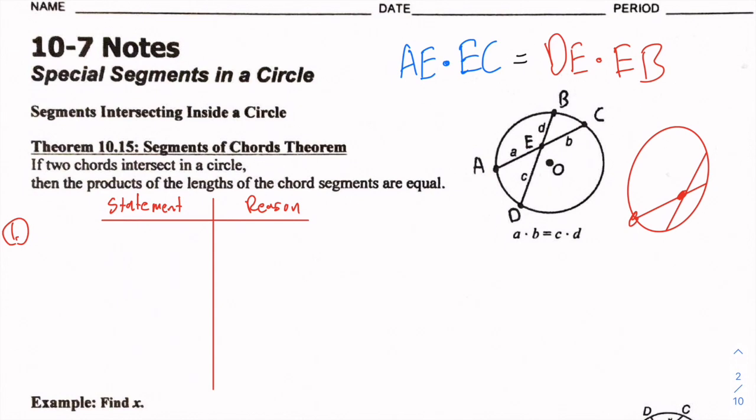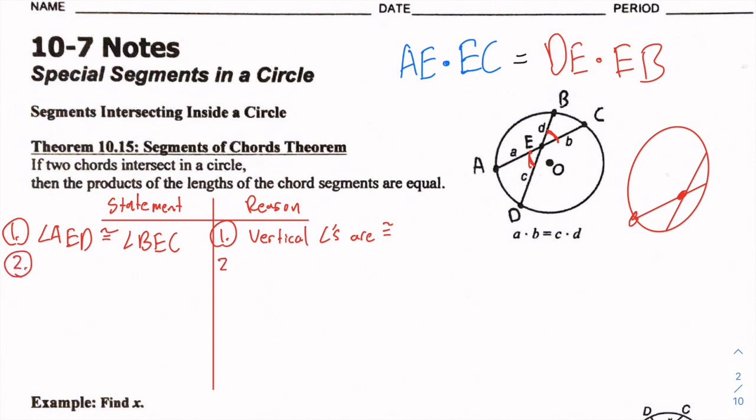Okay, throwback. Angle AED is congruent to angle BEC. Where is that? AED is right here. Boom, BEC. We call those vertical angles. Vertical angles are congruent. Okay, that's step one.